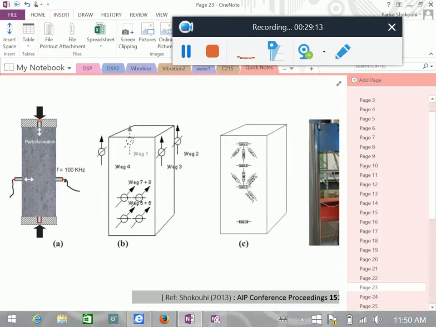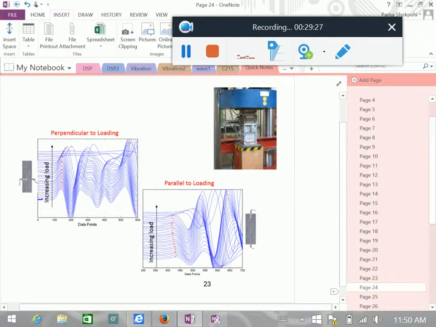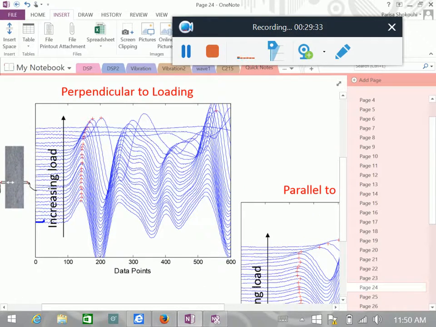What we did was not only measure the velocity perpendicular to the load, but also parallel. So we had sensors in the load plates that could also measure the velocity in the direction of the load. And this is how the results look. Here you see the waveforms. As you increase the load, the arrival time up to a certain point is not really changing much, and then at some point it arrives much later, meaning that the velocity has decreased substantially.